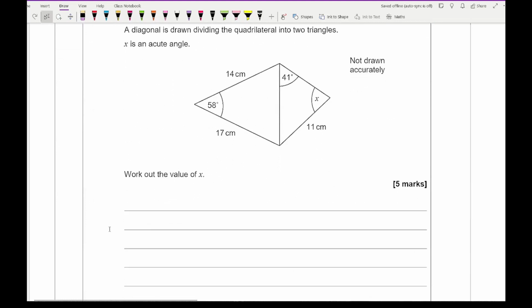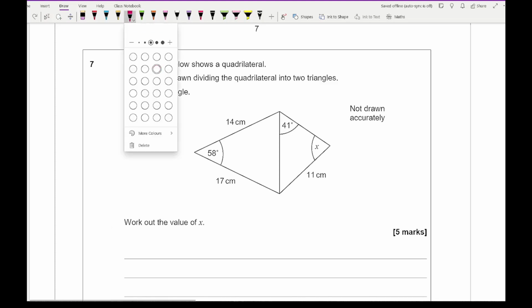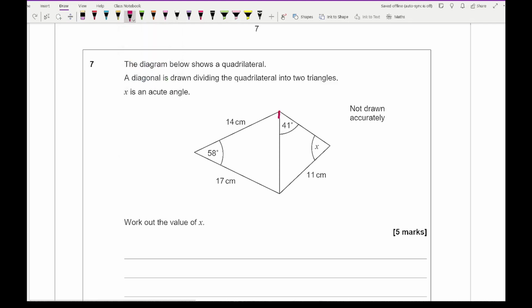Then moving on to question 7, it says the diagram below shows a quadrilateral. A diagonal is drawn dividing the quadrilateral into two triangles. X is an acute angle. Work out the value of X. So let's have a look at working this one out. First things first, I need to work out this length here in order to use the sine rule.